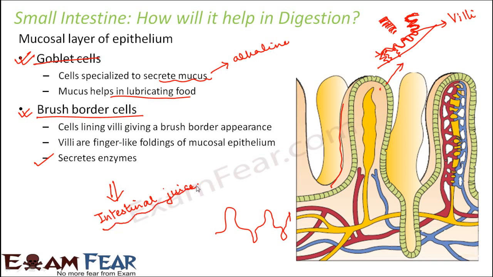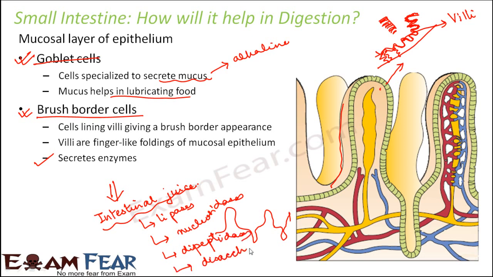Now, what is the intestinal juice made up of? It has several enzymes, like lipases, nucleosidases, dipeptidases, and disaccharidases. With the names, everything ends with 'ase', which says that they are all enzymes.